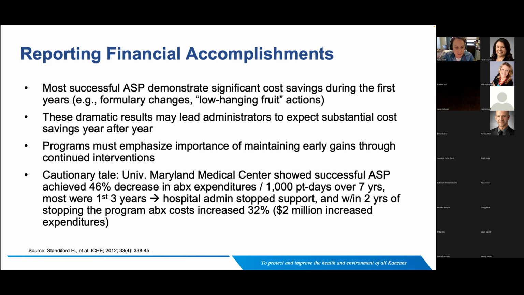For example, the University of Maryland was saving significant amounts for their first few years. And after they stopped showing these savings, they ended up cutting their program, stopping their antibiotic program. And within 2 years of stopping the program, all those antibiotic costs increased by about a third, and that resulted in about $2 million in increased expenditure. So keeping that visibility there is important, but not necessarily focusing so much on the cost savings of the program. Next slide.